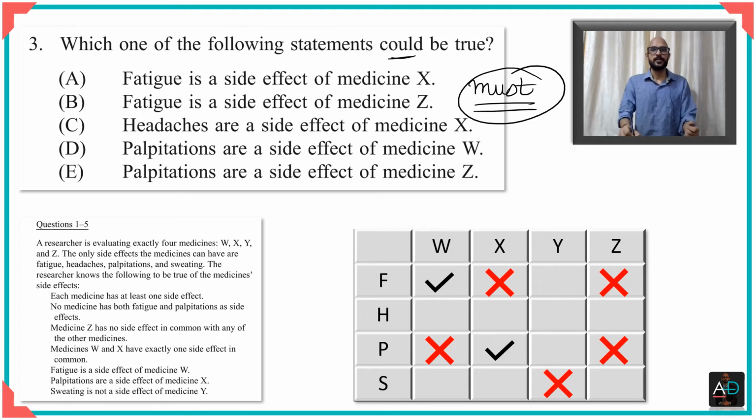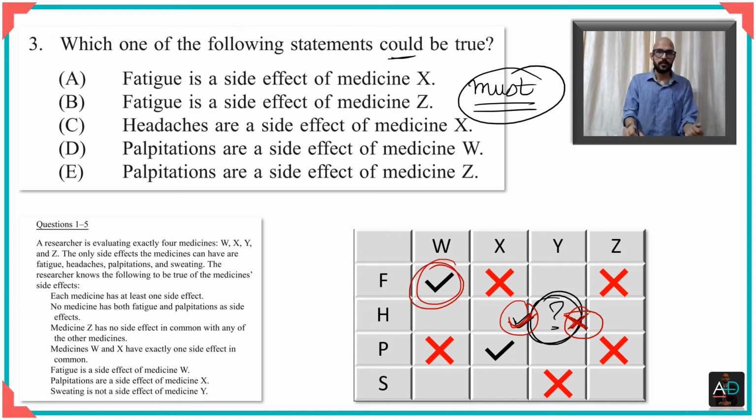Let me give you an example. Let us say you don't know whether this would be a tick mark or a cross. That means it could be a tick or it could be a cross, which means it could be this or it could be this. Correct? Whereas with this, you know that for the medicine W, fatigue must be a side effect. You know that for the medicine W, palpitations must not be a side effect. So that's the difference between could and must. So make sure you remember that.